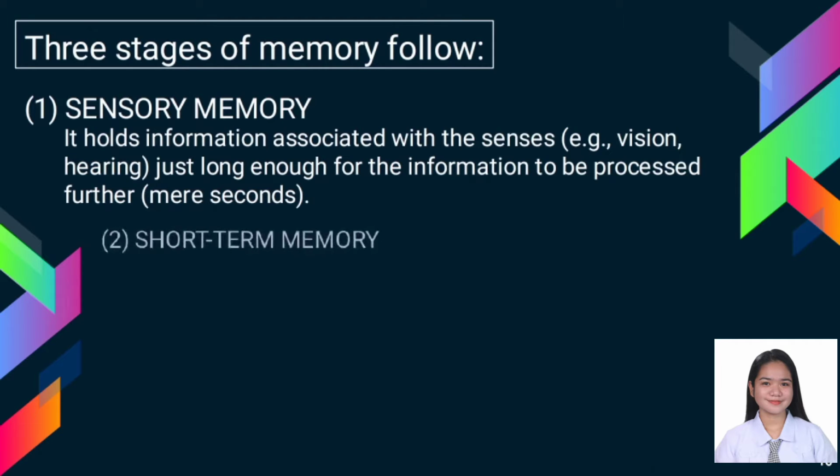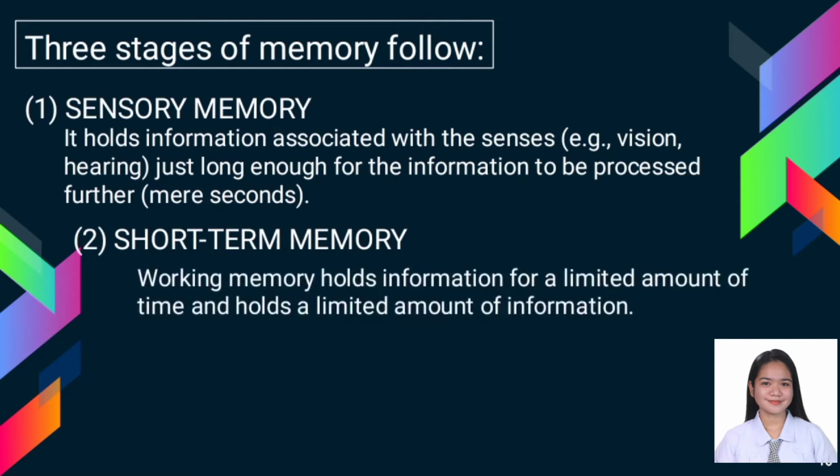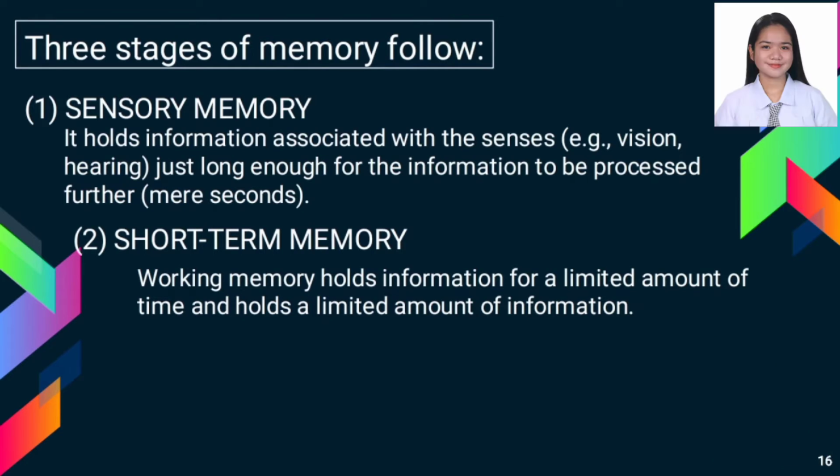So next, we have the short-term memory. Working memory holds information for a limited amount of time and holds a limited amount of information. So it is also known as working memory. It involves our brain selecting information, processing it, assigning it a meaning, and then deciding which pieces to bank in our long-term memory and which to forget. It refers to the ability to recall and process small amounts of information for up to 1 minute.